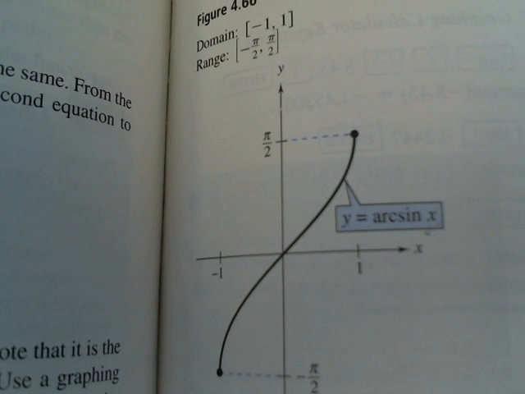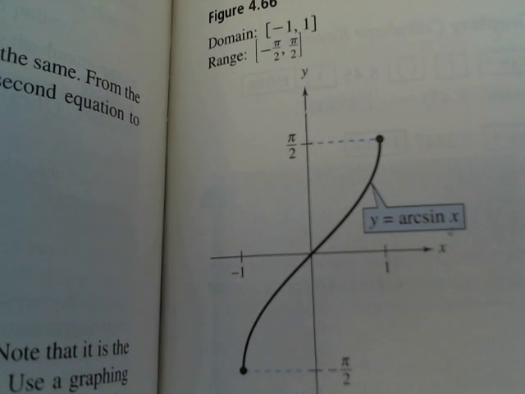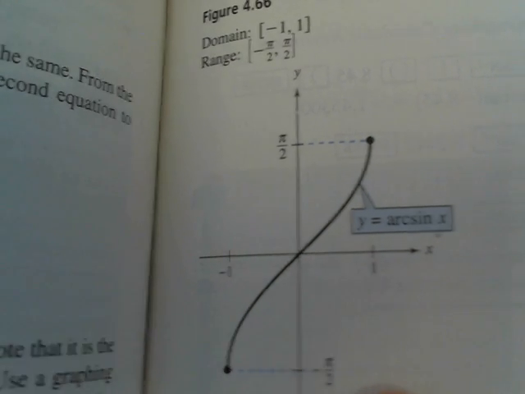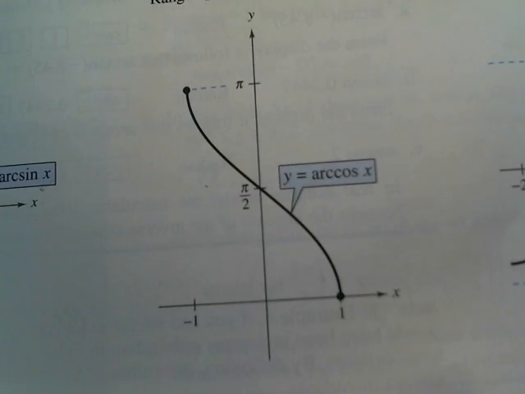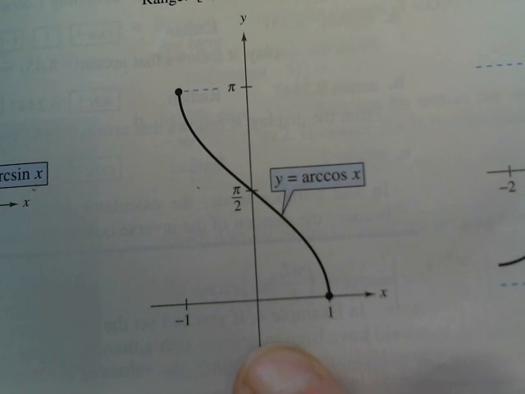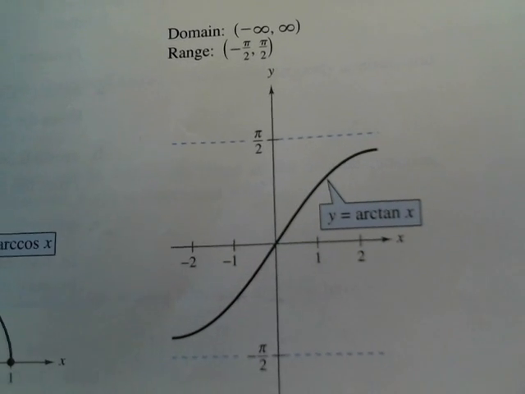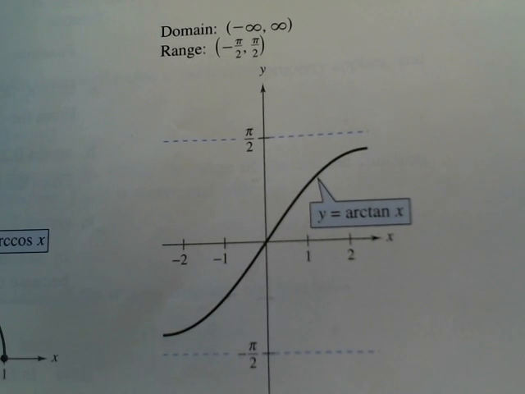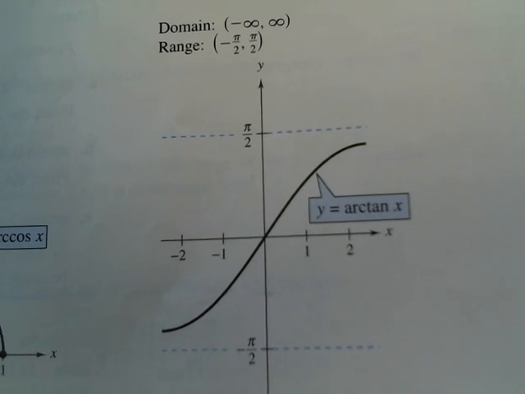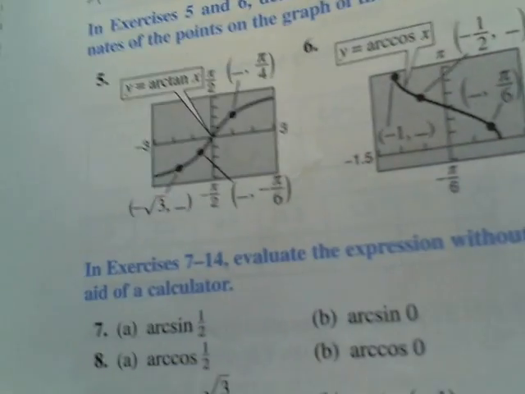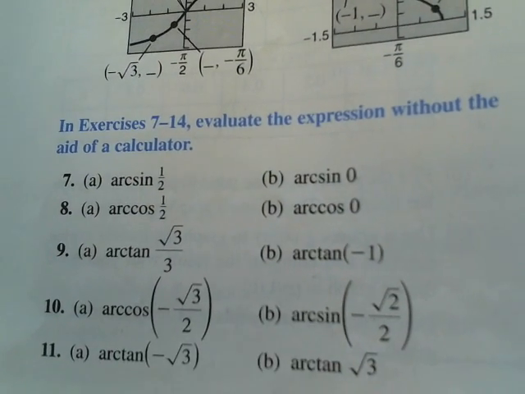This is page 379 of your textbook, but you can find graphs of arc-sine, arc-cosine, and arc-tangent. You can find those out anywhere if you Google them. And then some exercises are numbers 7 through 14.